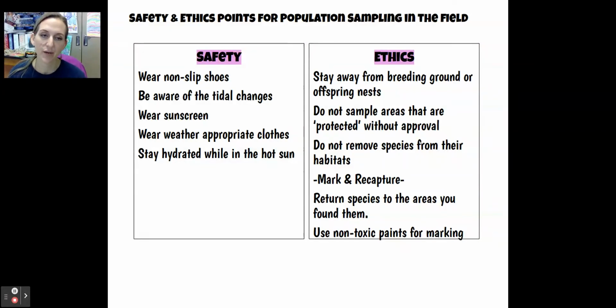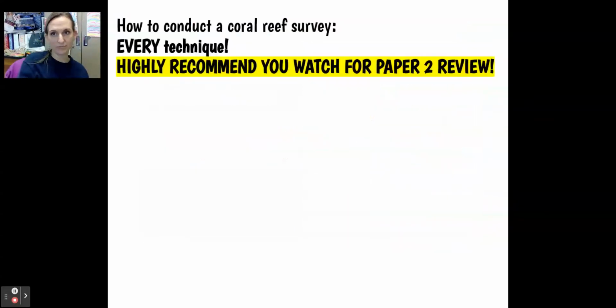Ethics. Stay away from breeding grounds or offspring nests. So like nesting areas. Do not sample areas that are protected without approval. So if it's like an MPA, a marine protected area, do not remove species from their habitat. If you're doing mark recapture, return species to the area that you found them, because you're going to take them to put a mark on them. Use non-toxic paints.